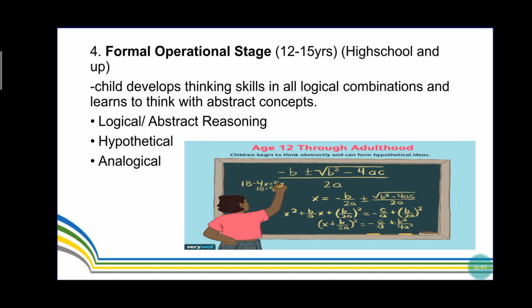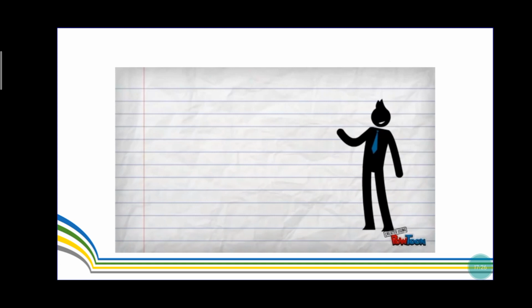So in logical abstract reasoning, you develop the ability to understand concepts that are not directly tied to physical objects or experiences. While on hypothetical, Piaget stated that hypothetical deductive reasoning becomes important during the formal operational stage. And analogical, the ability to make connections between concepts, is an important element of children's cognitive development. Analogical reasoning allows us to make inferences about new experiences, transfer learning across domains, and identify relevant information in a comparison. Okay, to sum up everything, here's our video summary.